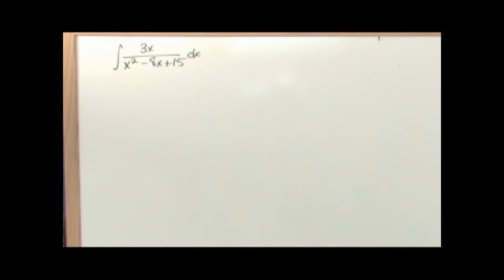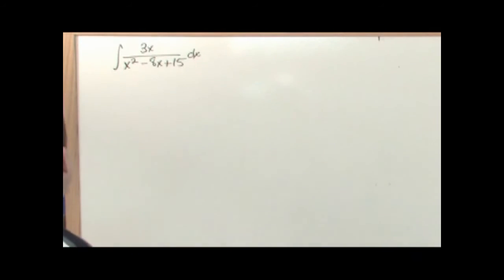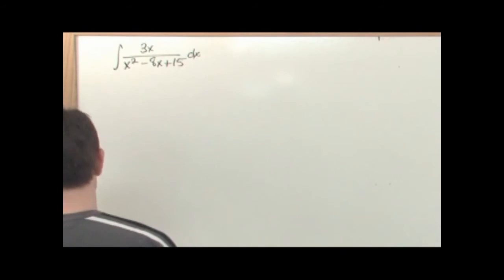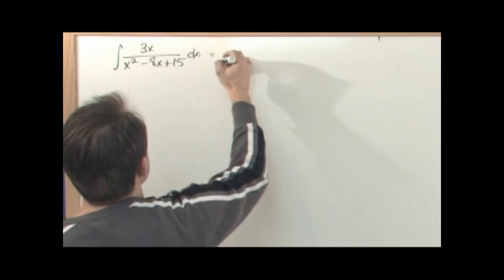So the first thing you want to do is look at the degree of the top and the degree of the bottom. The degree of this one is less than the degree of that one, so you don't have to do that part A. You don't have to do any long division. You're good to go. So the next step says, let's go ahead and try to factor this thing.